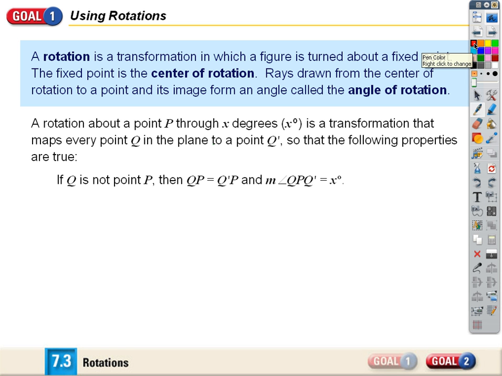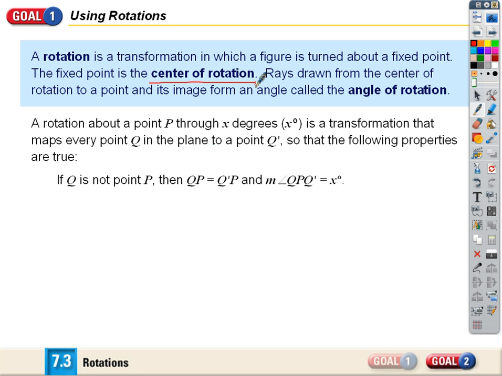We know that a rotation is a transformation in which, the way we talked about it, we took a transparency, put a tack in it, and then rotated the transparency. So everything written on the transparency got rotated with the transparency. We call the place where the tack went the fixed point. That's the center of the rotation, okay? And every place else is going to get pivoted around that.